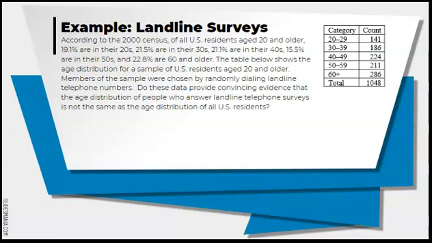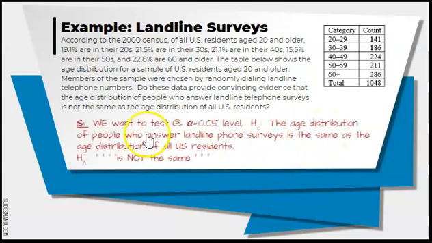Members of the sample were chosen by randomly dialing landline telephone numbers. Do these data provide convincing evidence that the age distribution of people who answer landline telephone surveys is not the same as the age distribution of all U.S. residents? So that's the problem in a nutshell. We have the observed counts in the table, and we want to know, is the percent of the age groups the same as those who would answer a landline telephone call?